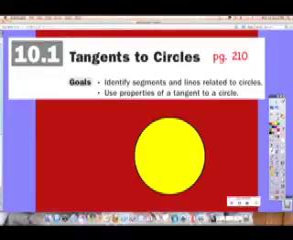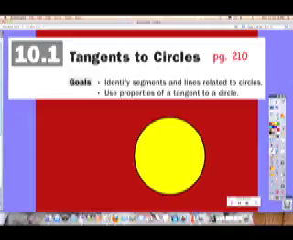Okay, tangents to circles. We have a whole page full of vocab. Before I show you the vocab, nod your heads yes or no. Do you have to write everything down that's on the board? Absolutely not. If you can handle this, take a picture, go for it.